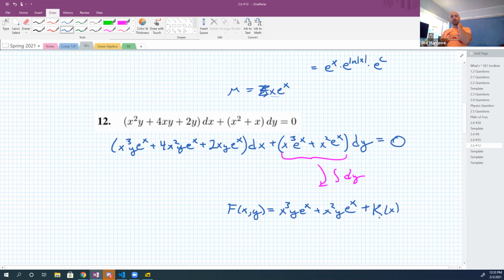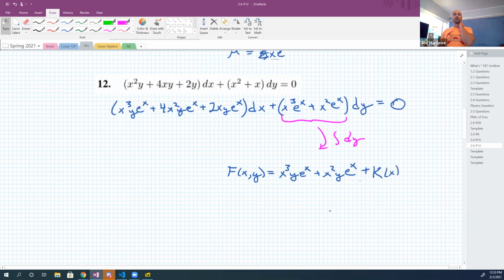Now I should check this when I differentiate it. So if I differentiate with respect to x, I should get this first thing again. You guys see that? So if I differentiate this thing with respect to x, I need a little product rule in here. So I'm going to just calculate fx quick just to make sure I've got all the pieces right.